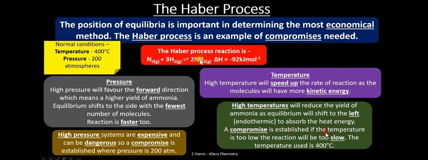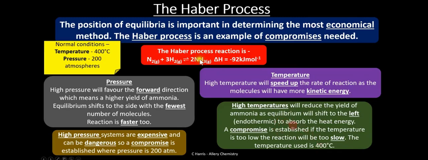A compromise is established because if the temperature is too low, the reaction will be too slow. Like we said, in order to get more of the NH3, we need to lower our temperature. But lowering our temperature will also cause the reaction to be slow. So we have to look for a compromise temperature where the reaction is not too slow, but at this temperature we will also favor the production of more NH3. The compromise temperature here is 400 degrees Celsius.